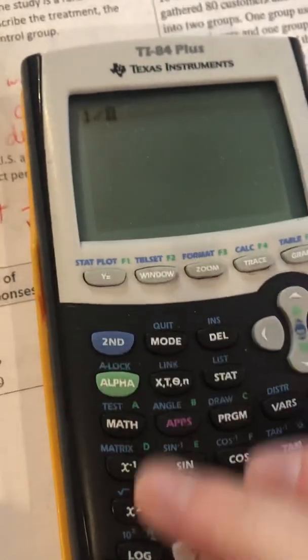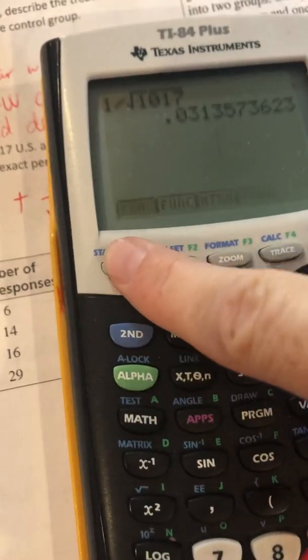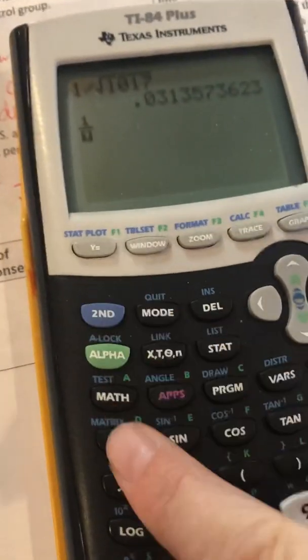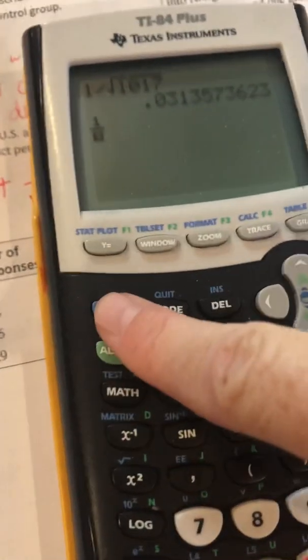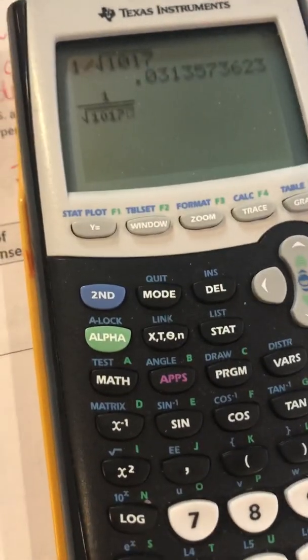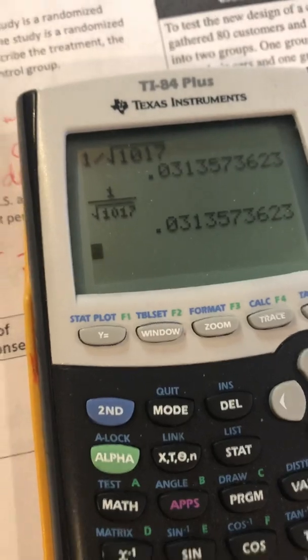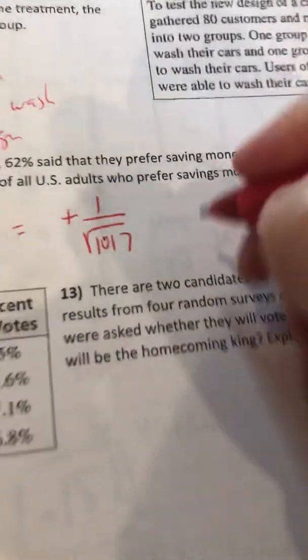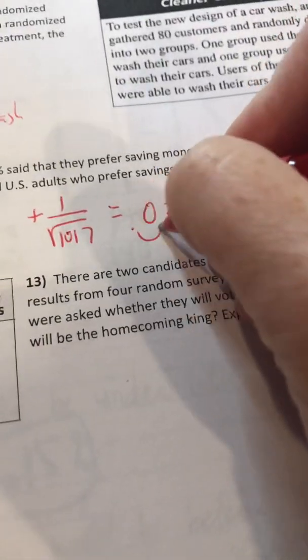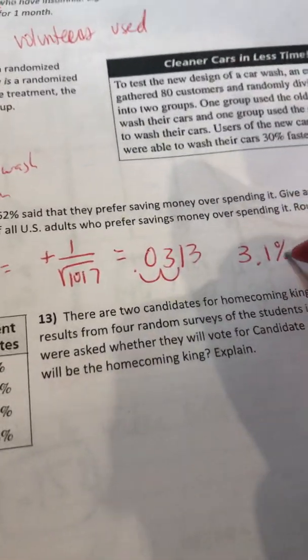There's my calculator. So then, again, in your calculator, there's a couple different ways you could do it. You could do 1 divided by the square root of 1,017, just like it says. Or if you like the pretty print, you can hit alpha, y equals, enter, 1 over the square root of 1017. Either way, it's the same answer, but if you like to see it pretty print, that's how you do it. Alpha, y equals, enter. Okay, so either way, though, I got 0.0313, whatever. So if I change that to percentage, that's 3.1%.